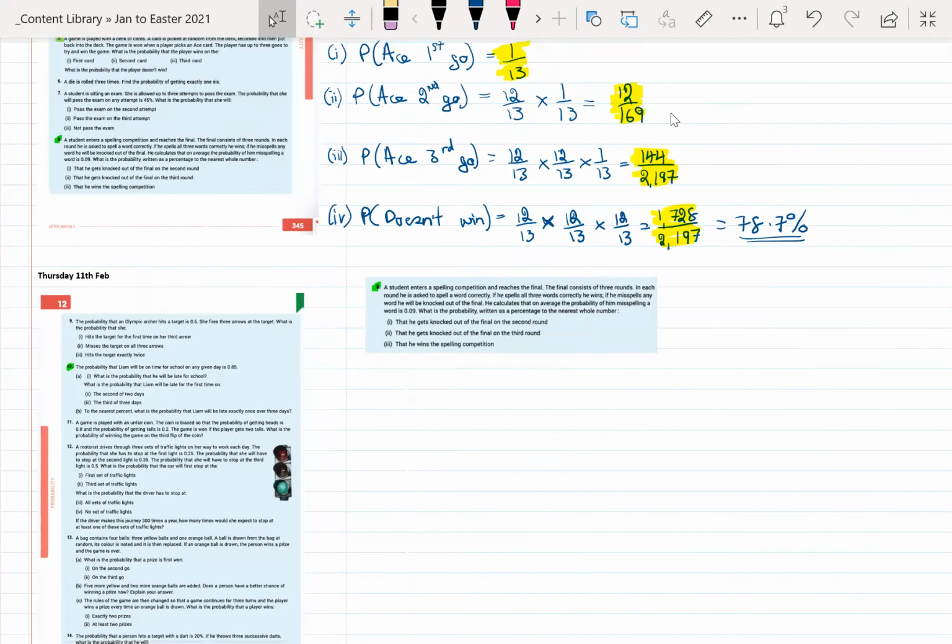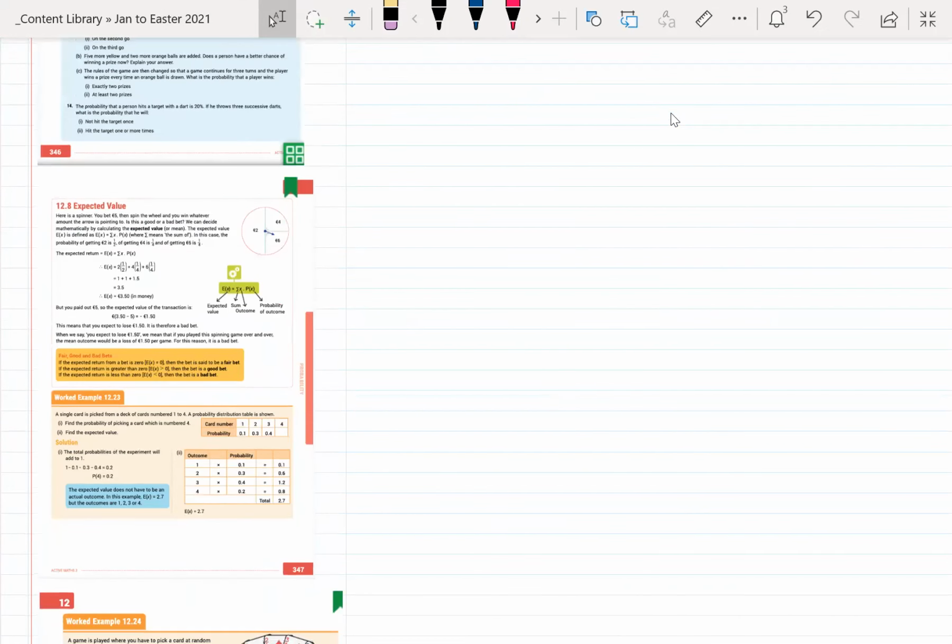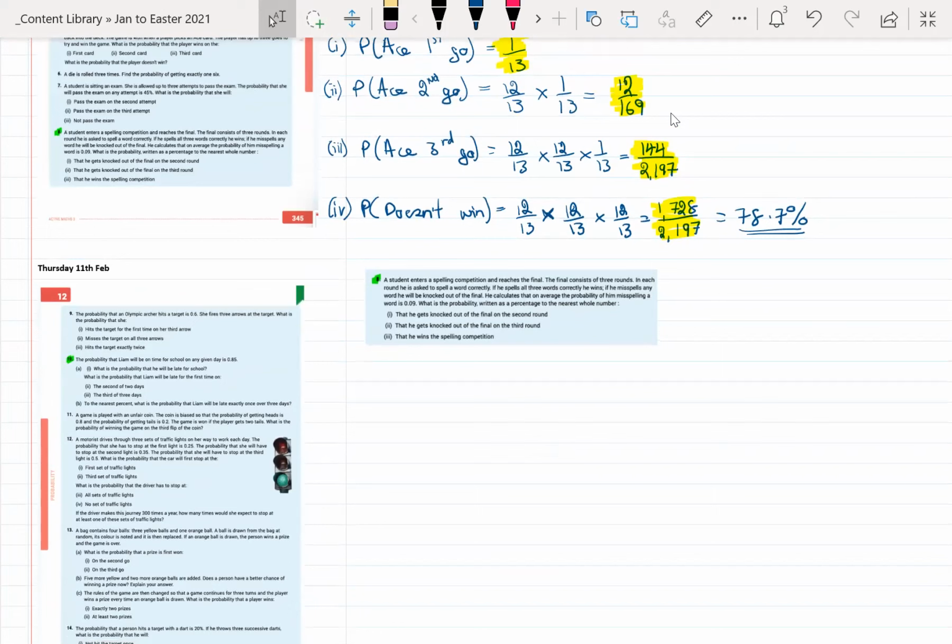I'm going to look quickly at question 8 and 10 that I got for homework yesterday, page 345, 346, and then in another separate video, I will go on to expected value, the last part of probability that we have to cover, and I'll be talking to you live then tomorrow.